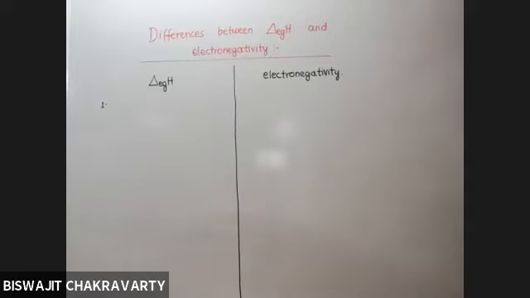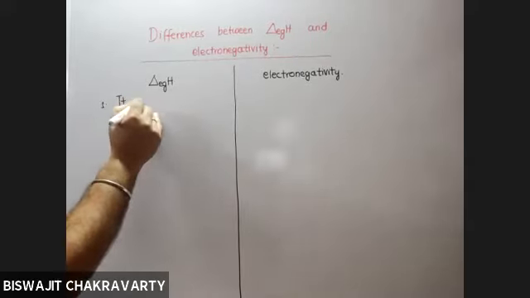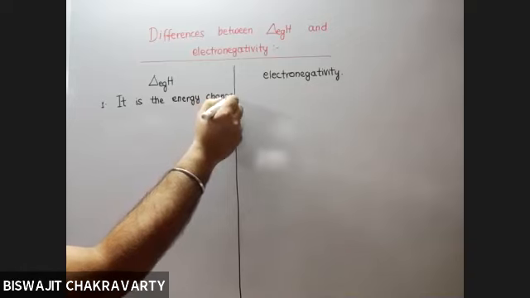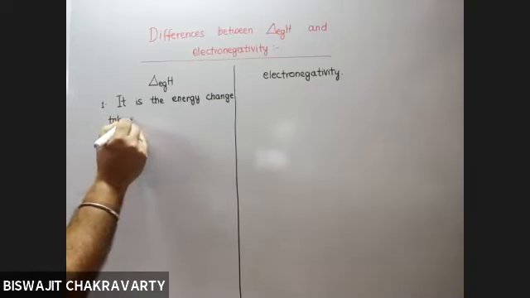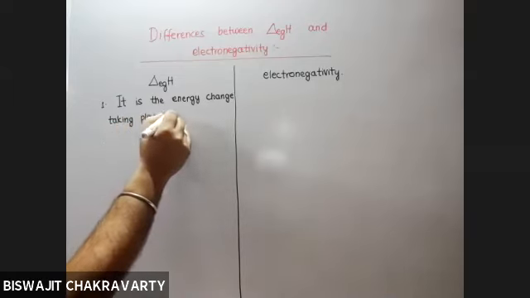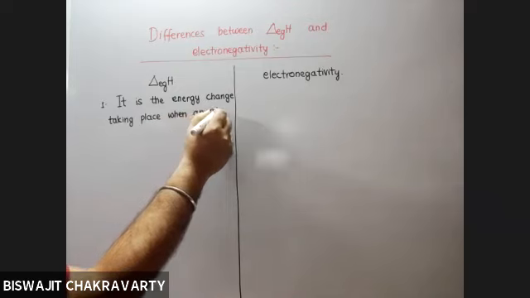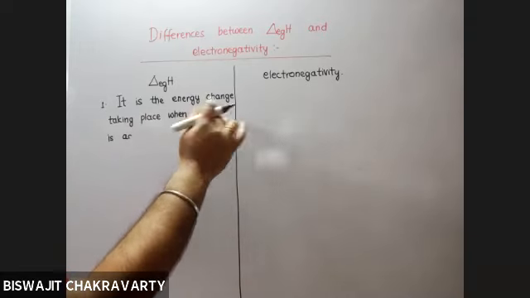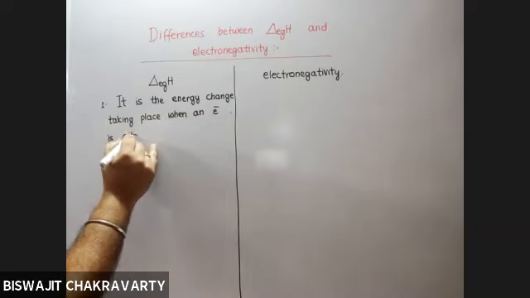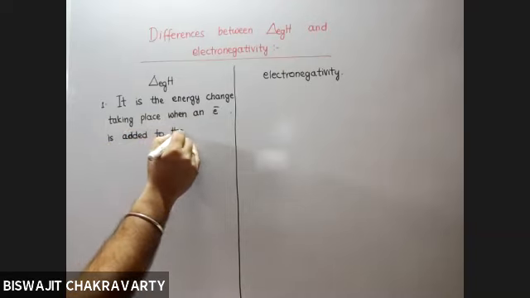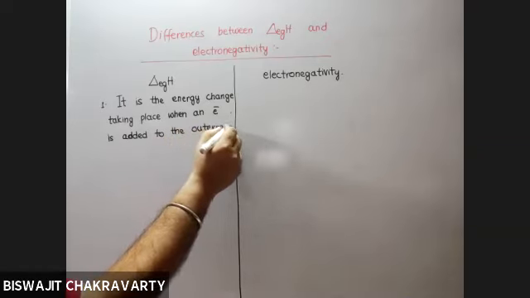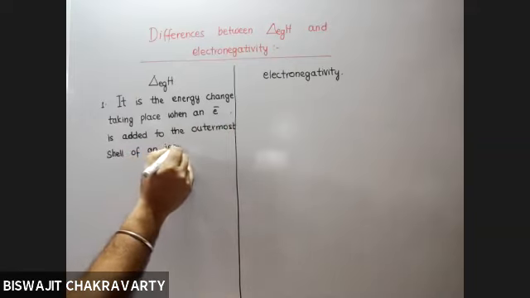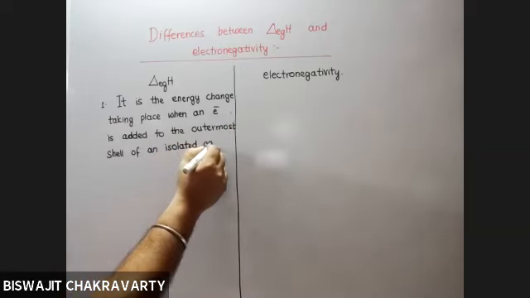What is delta EGH? It is electron gain enthalpy: the energy change taking place when an electron is added to the outermost shell of an isolated gaseous atom.